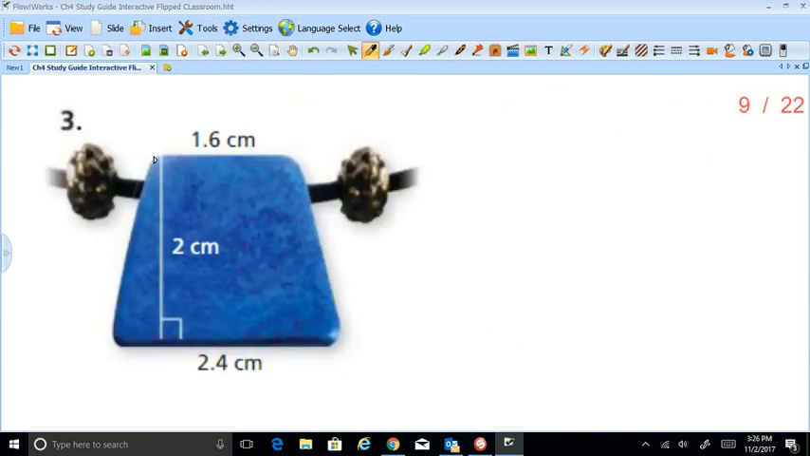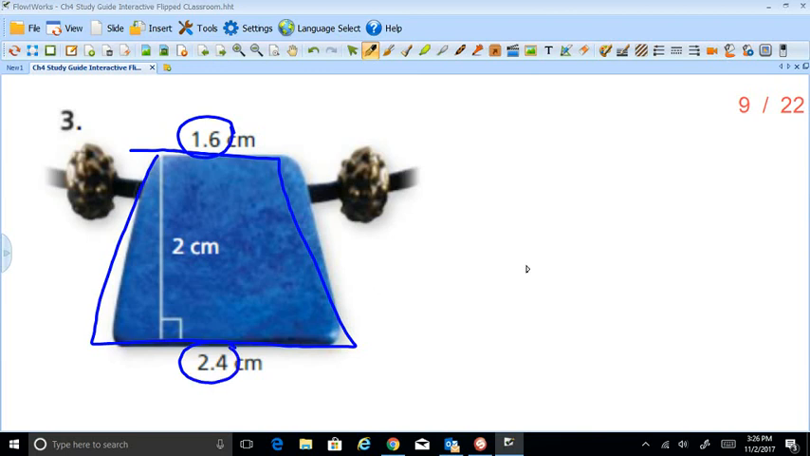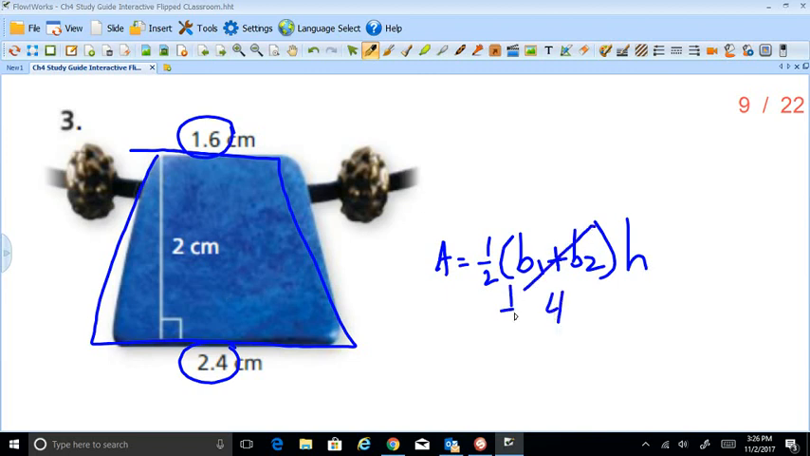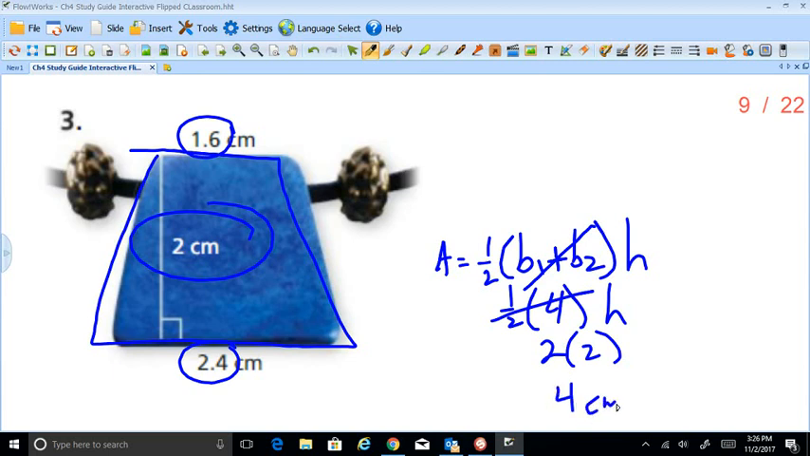Next question, that's a trapezoid. So we need to add our base 1 and our base 2. So 1.6 plus 2.4 is going to equal 4. So area is going to equal half times the quantity of base 1 plus base 2 times the height. Base 1 plus base 2 equals 4. Half of 4 equals 2 times the height, which in this case is also 2. 2 times 2, 4 square centimeters is our final answer.